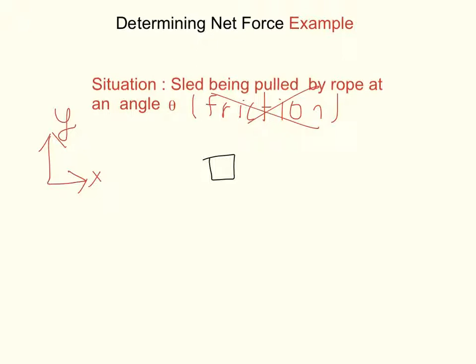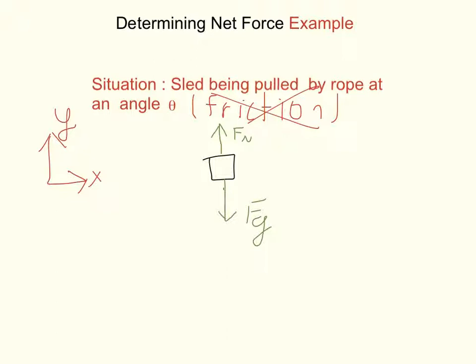Right off the bat, we can say, well, that sled is on Earth. It is subject to the gravitational force of the Earth. So we'll draw in Fg. We have the surface, the snow, pushing back up on the sled. That would be a normal force, Fn.